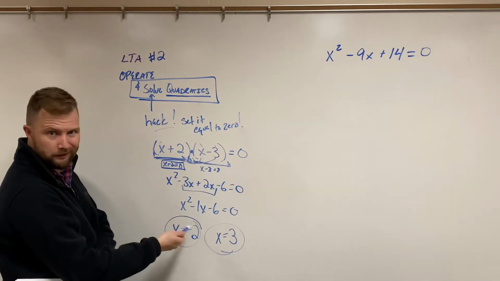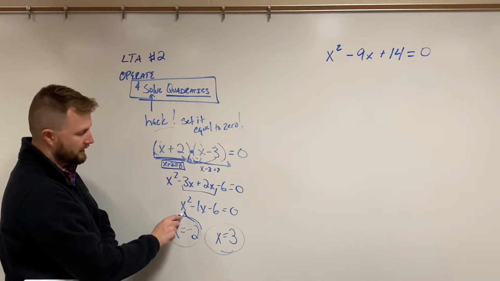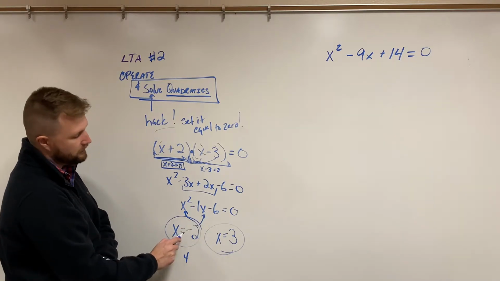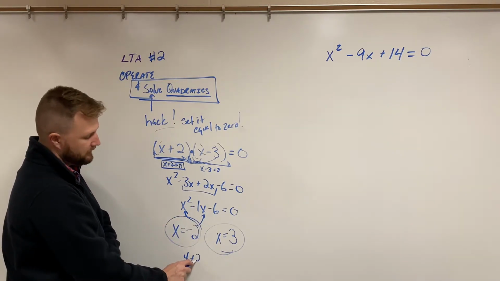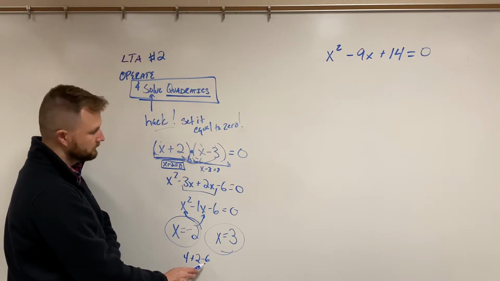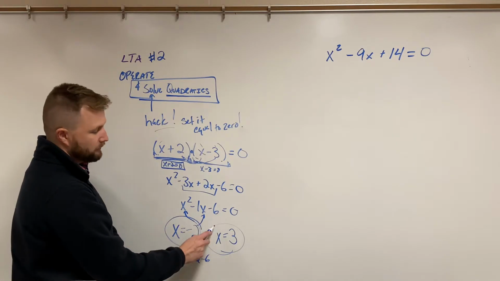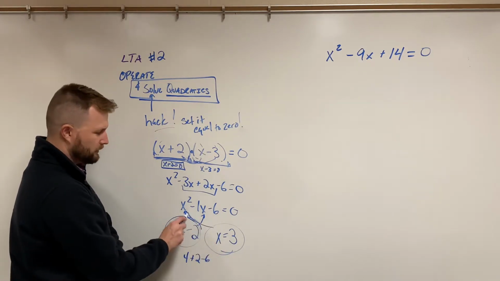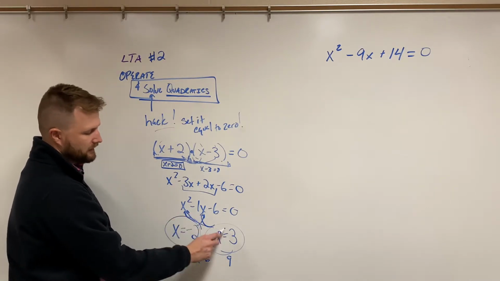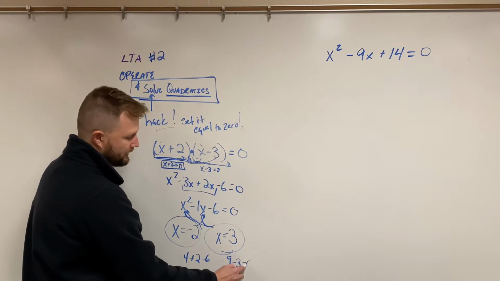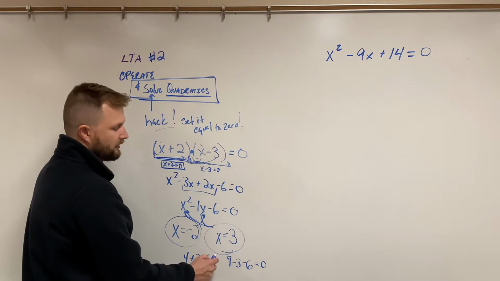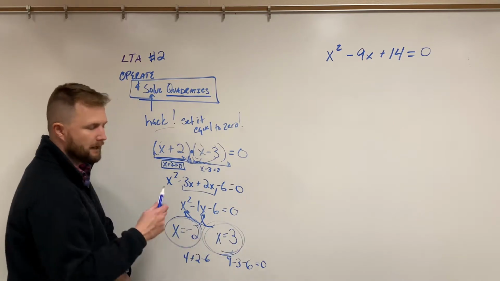And actually, if you plug them back in here, I could prove it, right? Because negative 2 squared would be positive 4, negative 2 times negative 1 would be plus 2, and then minus 6. Oh yeah, 4 plus 2 minus 6 is 0. And then I could plug in this positive 3, and it also works. 3 squared, 3 times 3 is 9. Plug in 3 here, minus 1 times 3, so minus 3 and then minus 6. Oh yeah, 9 minus 3 is 6, minus 6 equals 0. Those are the two things that would make it equal 0.